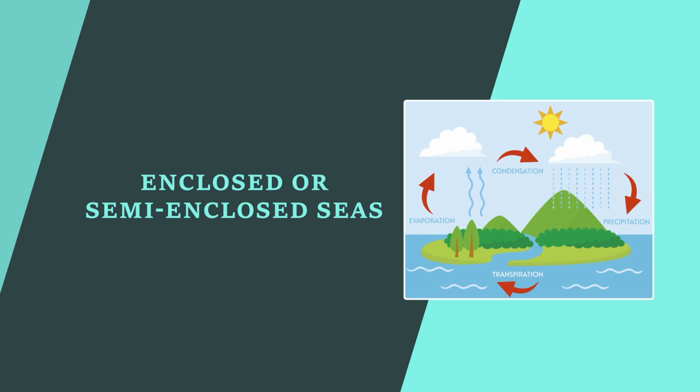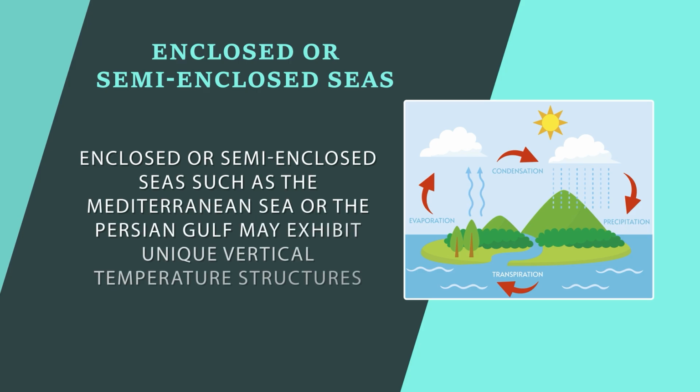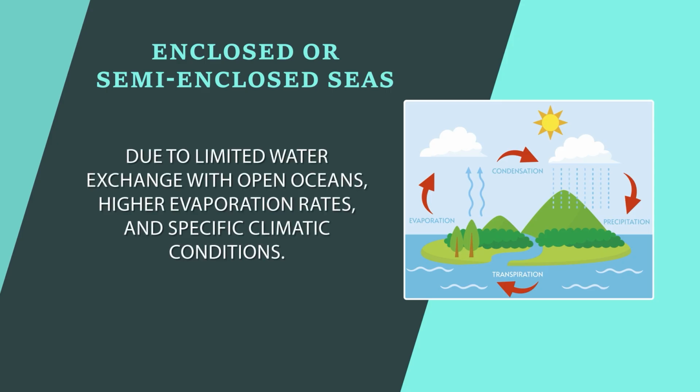Now, the condition is totally different in enclosed or semi-enclosed seas, such as the Mediterranean Sea and Persian Gulf, which may exhibit unique vertical temperature structures. Why does this happen? This is due to limited water exchange with open oceans, higher evaporation rates and specific climatic conditions in those areas.